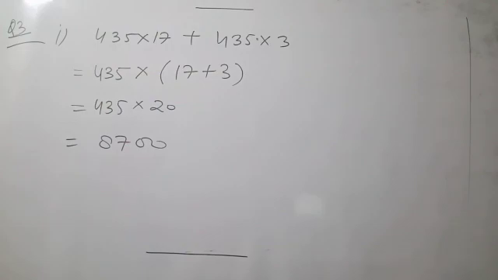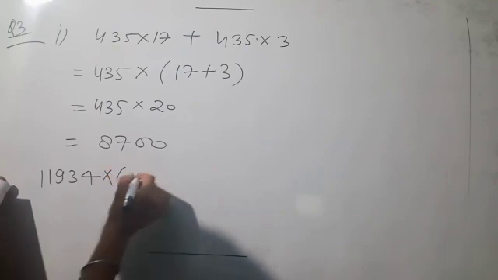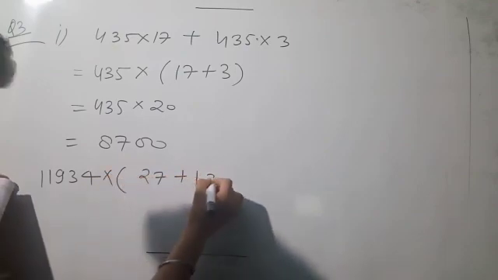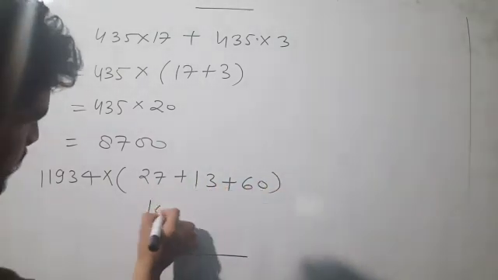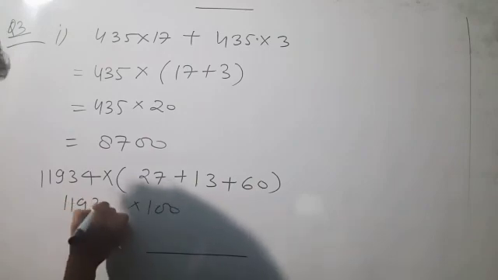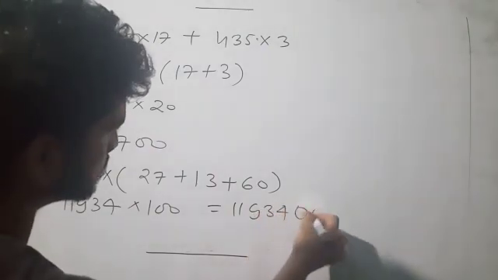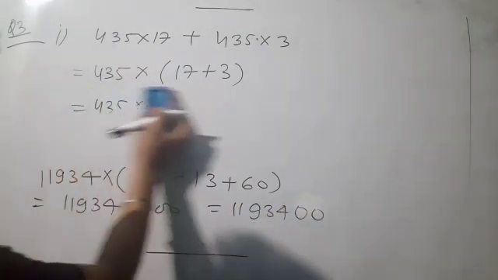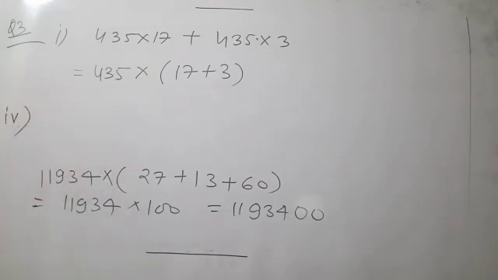Second part is homework. 1723 common. Third part, 7135 common. And fourth part, 11934. We can take 11934 as common, and for the rest of the part we have 27 plus 13 plus 60. 27 plus 13 is 40, 40 plus 60 is 100. So we can directly multiply this number with 100. For that our answer is 1193400. This is the answer of the fourth part. You have to solve the second and third parts by yourself.